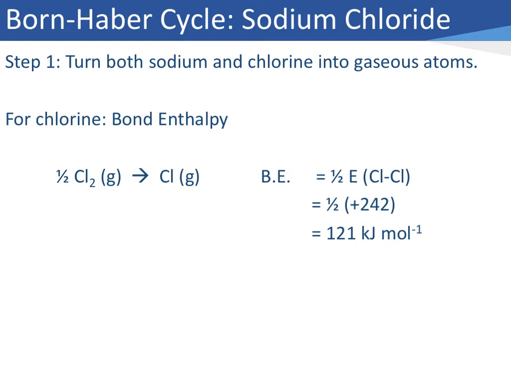For chlorine, it is actually the bond enthalpy. If I want to make 1 mole of chlorine atoms, I need to start with a half a mole of Cl2 molecules. So I know the value of the bond enthalpy for chlorine because it is in the data booklet. It's 242 kilojoules per mole. So if I need to break half of a mole of Cl2 molecules, the bonds here, to get 1 mole of Cl, it's going to be 121 kilojoules per mole. So these two steps are the atomization. I've turned sodium solid into sodium gas, and I've turned chlorine molecules into chlorine atoms.